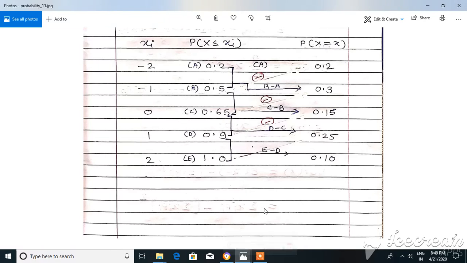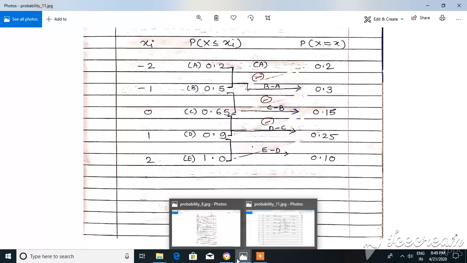There are different types of problems they may ask in your board examination. This is a tricky problem, not a simple one. They asked a reverse question, right? I hope everybody understood this. If not, you can ask me your questions on WhatsApp.